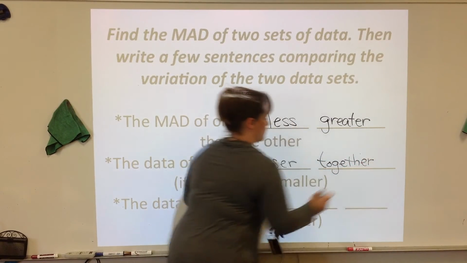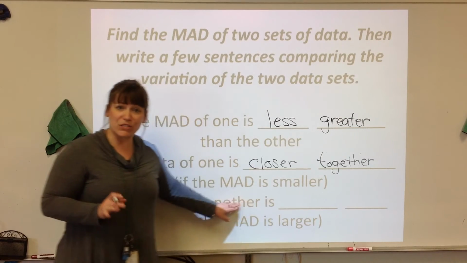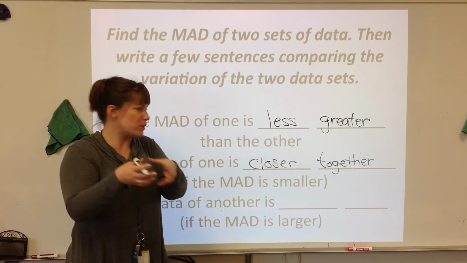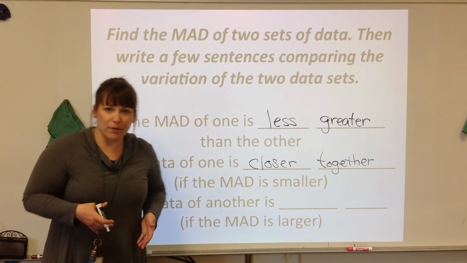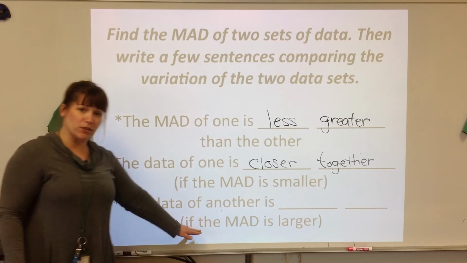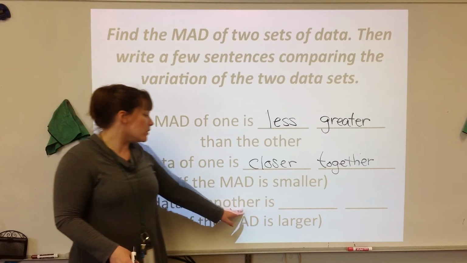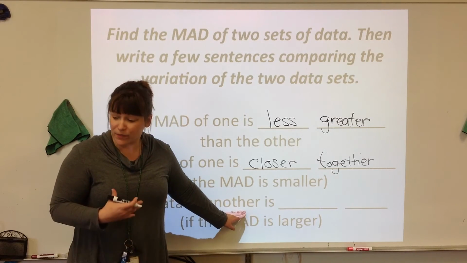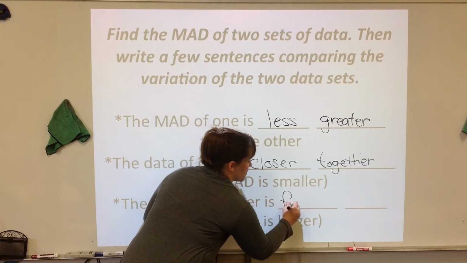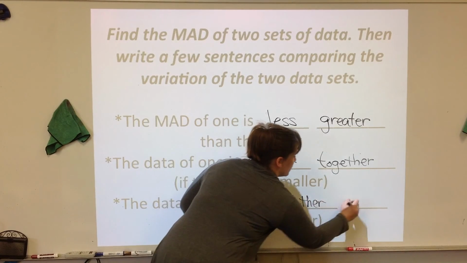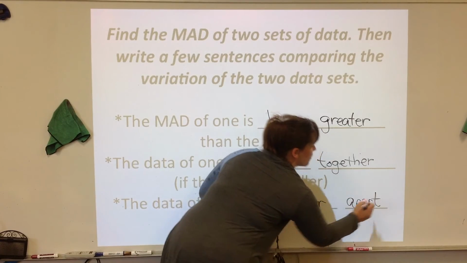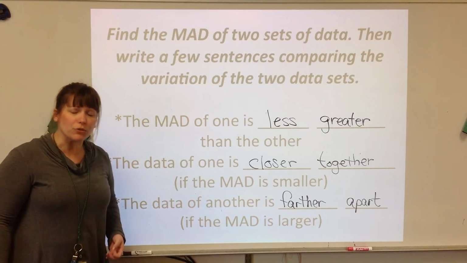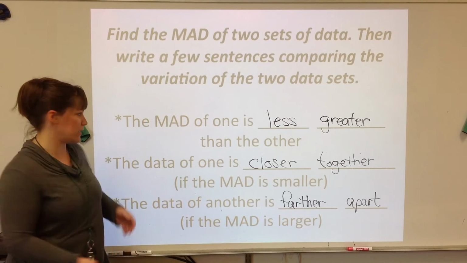If, in general, the MAD is smaller, that means the data values are going to be closer together and closer to the mean. Another tip, another way you could compare is if the MAD is larger, you could say that the data of, in this case, our example would be for Lena, because 5.5 was the larger MAD, that would be data that would be farther apart. Another way to think about it is that it's farther away from the mean. I'm going to show you that in a picture. So these are just tips that you can use when you're asked to describe and write in sentences.